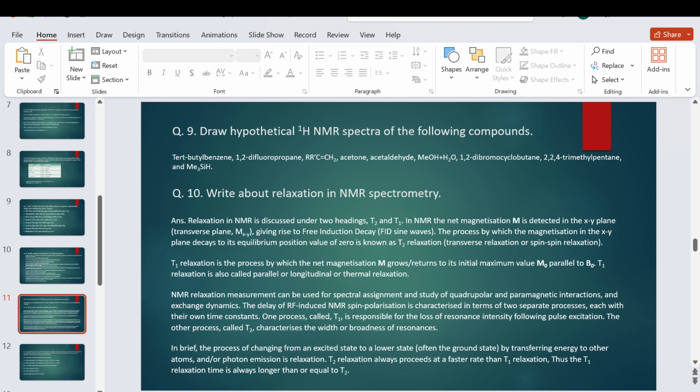In brief, the process of changing from an excited state to a lower state, or from the ground state, by transferring energy to another atom or photon is called relaxation. T2 relaxation always proceeds at a faster rate than T1 relaxation. Thus, the T1 relaxation time is always longer than or equal to the T2 relaxation time.